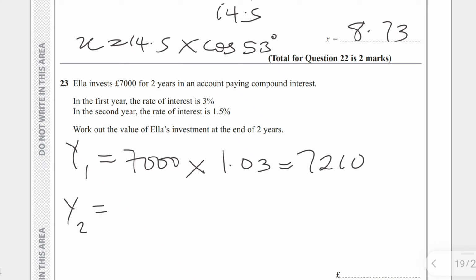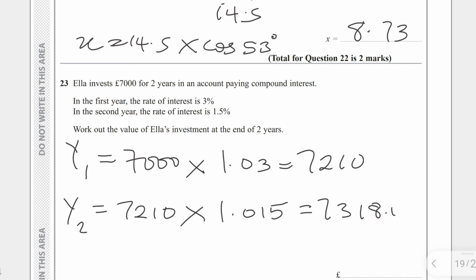For year 2, that will be 7,210 times the interest rate, which is 1.5%. That will be 1.015. So our answer now times 1.015, and that gives us 7,318.15. Hope that makes sense.